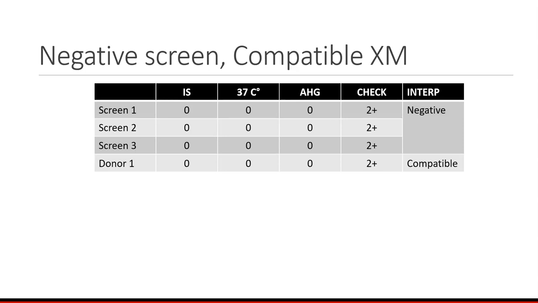And I put one donor. We rarely ever do a 1-unit cross-match because if a patient needs 1 unit of blood, they probably don't need any blood. Anyway, here's the example. The donor is non-reactive with the patient's serum throughout. The check cells checked. Your interpretation is compatible. It's not negative. It's compatible.